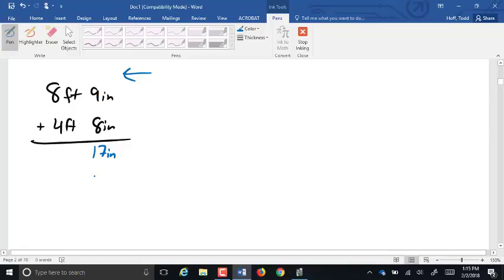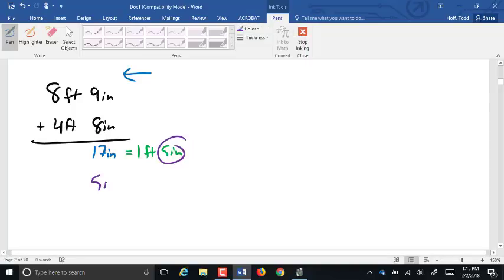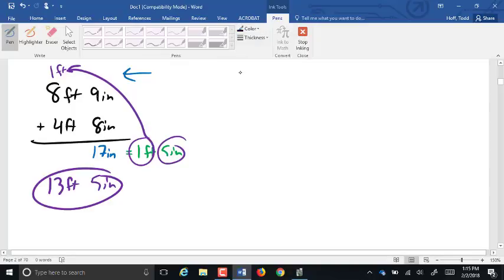Just like any other addition, we start at the right, work our way back to the left. Now that is bigger than a foot. That breaks down into 1 foot and how many inches? 5. Just like any other addition, we keep part of it. We're going to keep the 5 inches, and we carry part of it. We carry the 1 foot over into the foot digit. 1, 8, and 4 make 13 feet. Look familiar?